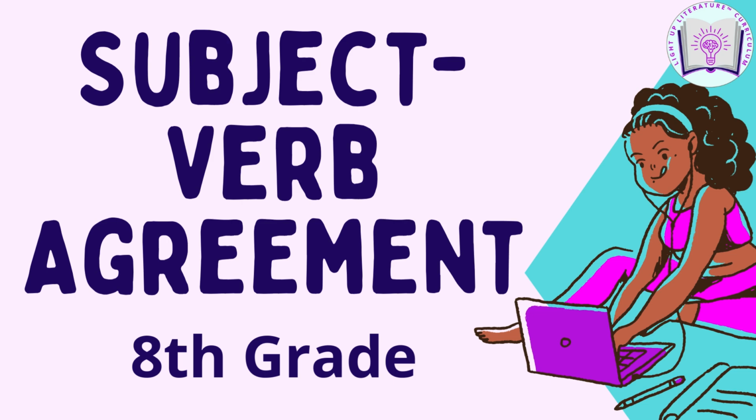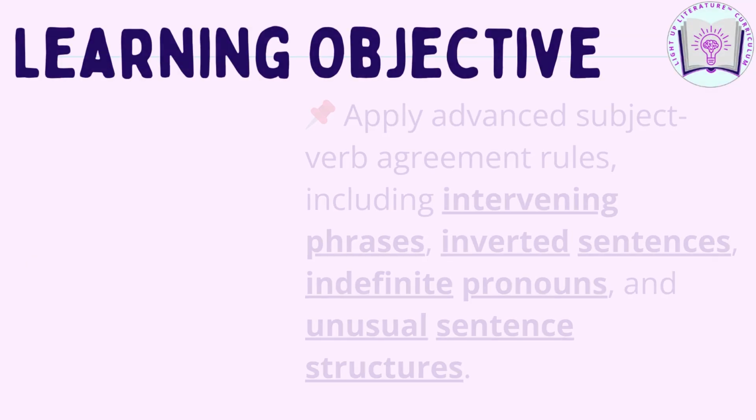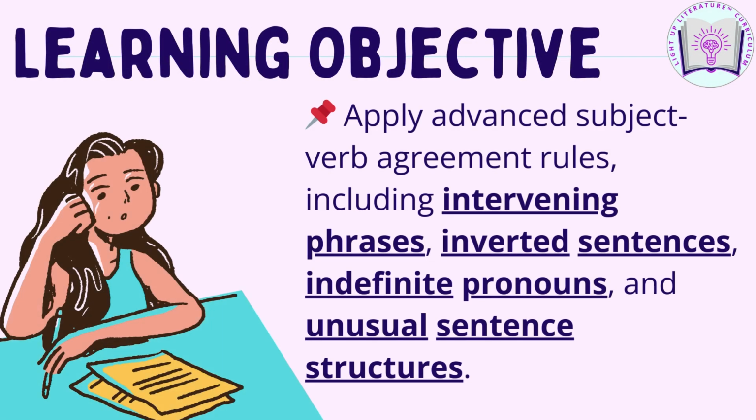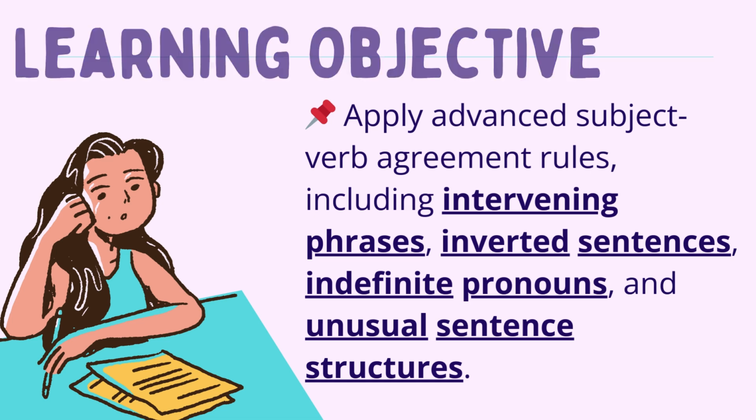Now you've already mastered the basics, so now we're going to take a deep dive into more complex cases where you have intervening phrases, inverted sentences, and indefinite pronouns. So our learning objective is to apply subject-verb agreement rules to include intervening phrases, inverted sentences, indefinite pronouns, and unusual sentence structures.